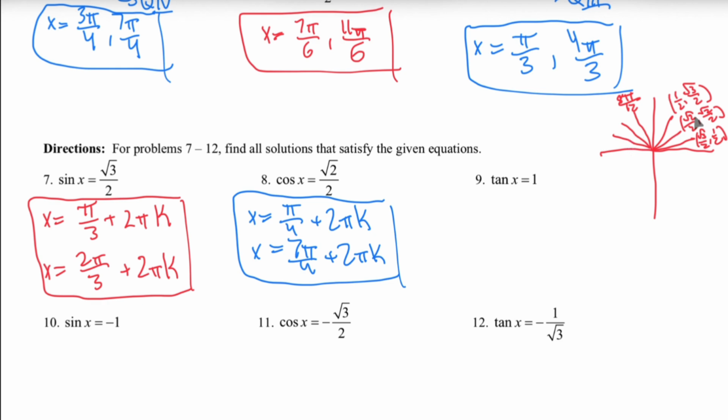I know quadrant 1 is pi over 4, and because the period of tangent is only pi, we write pi k. The period of cosine and sine is 2 pi. That's why we write 2 pi. But for tangent, we have to write pi because it has pi as a period.